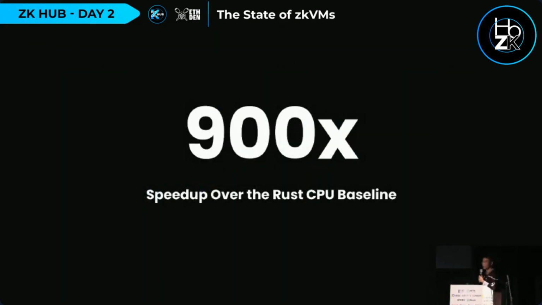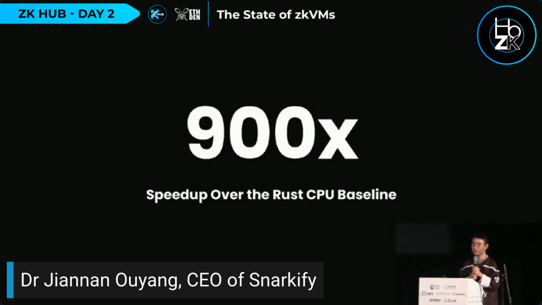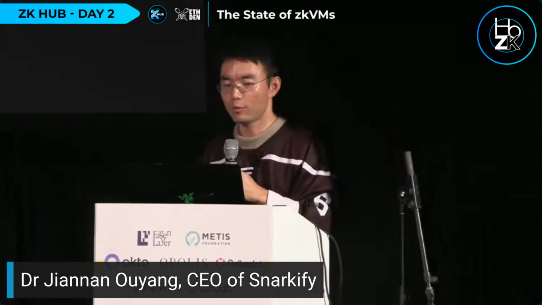As a result, we achieved 900 times speed up over the Rust CPU baseline. I want to take a moment to comment on the common misconception of hardware acceleration. Because when people talk about some compute-intensive problem, for example, AI or ZK is too expensive, it's too slow, immediately they think of ASIC. Like, let's build a chip. Let's build an ASIC to accelerate ZK. Is that the right solution?